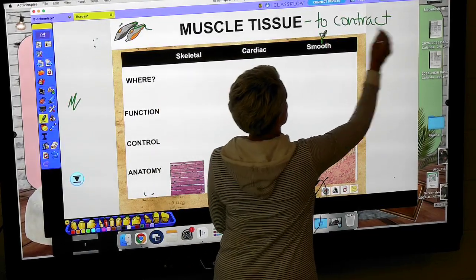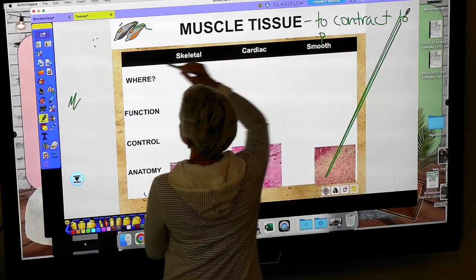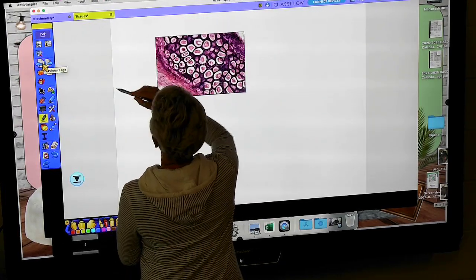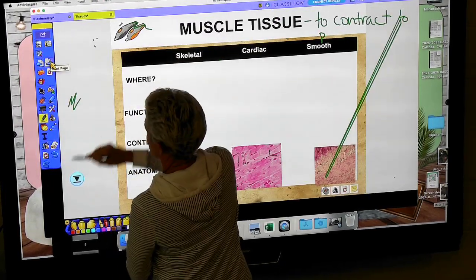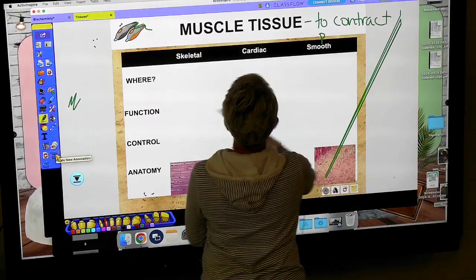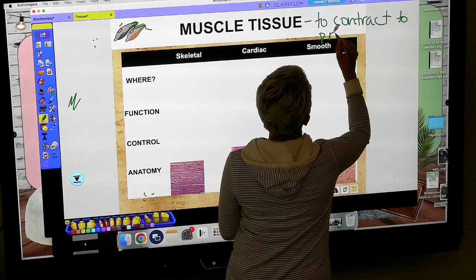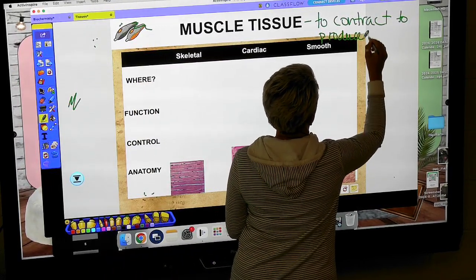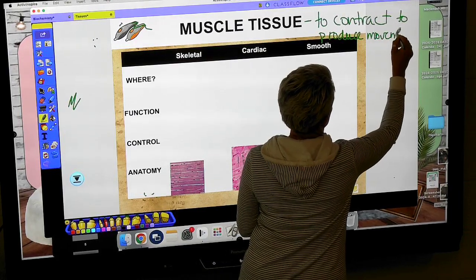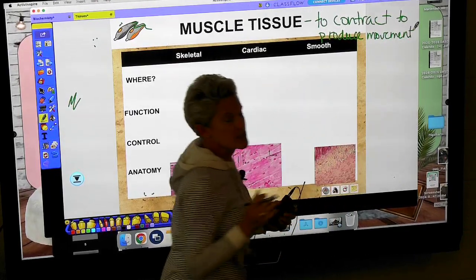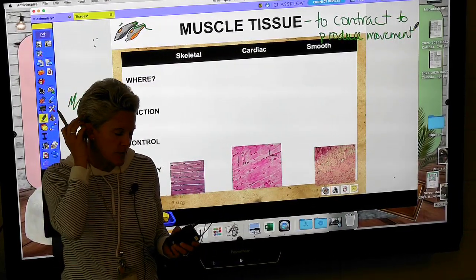All right, sorry, gonna undo, there we go, to produce movement. All right, so muscle tissue is the only one that's able to do that, okay?